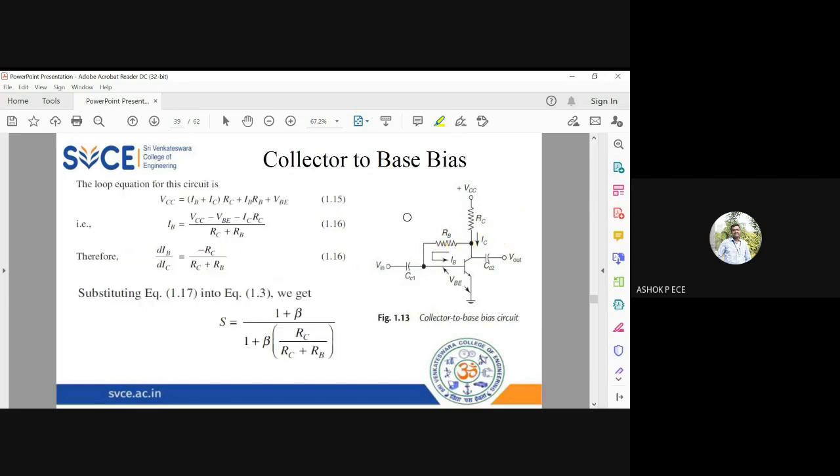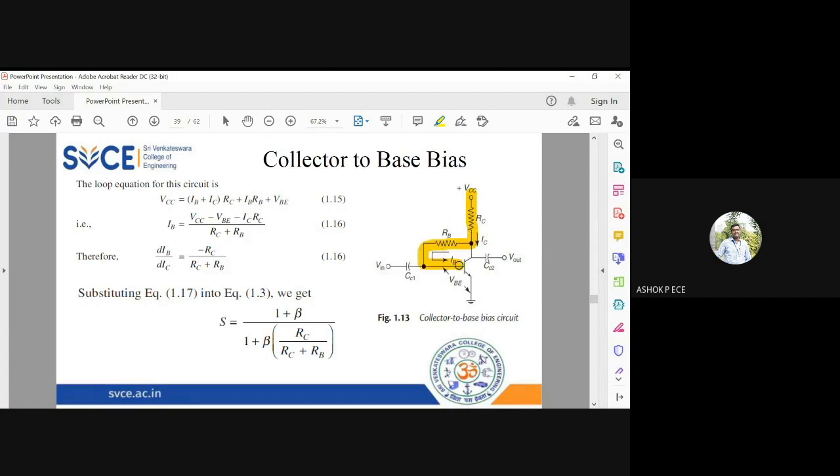Bias. In the same way, we assume the current flowing through RC is IC plus IB, and this current splits into IC here and IB here. So the current flowing through RC is IB plus IC, the current flowing through RB is IB, and the current entering the collector terminal of the transistor is IC. Now apply KVL in the base side path.